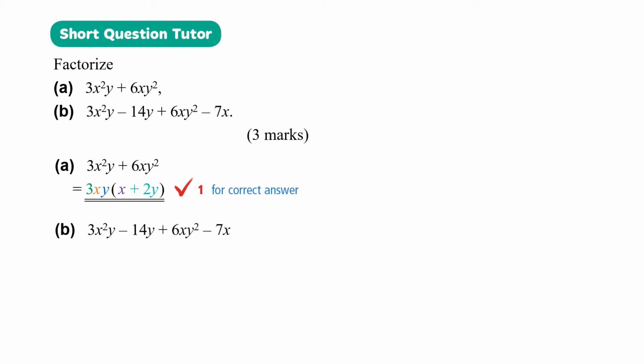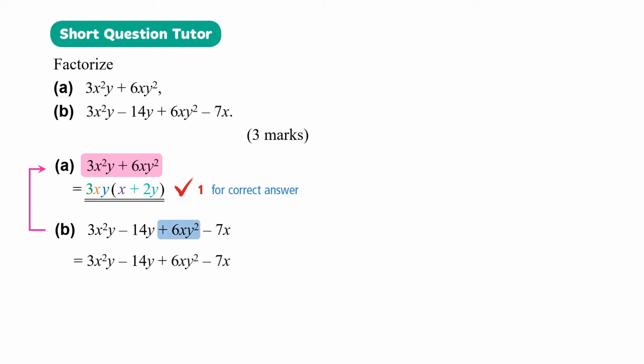In Part B, we have to factorize 3x square y minus 14y plus 6xy square minus 7x. In HKDSE, most of the questions with Part B are related to its Part A. So, we have to make it similar to Part A. In this question, we have 3x square y plus 6xy square in Part A. Therefore, we have to rearrange the order of terms in Part B.